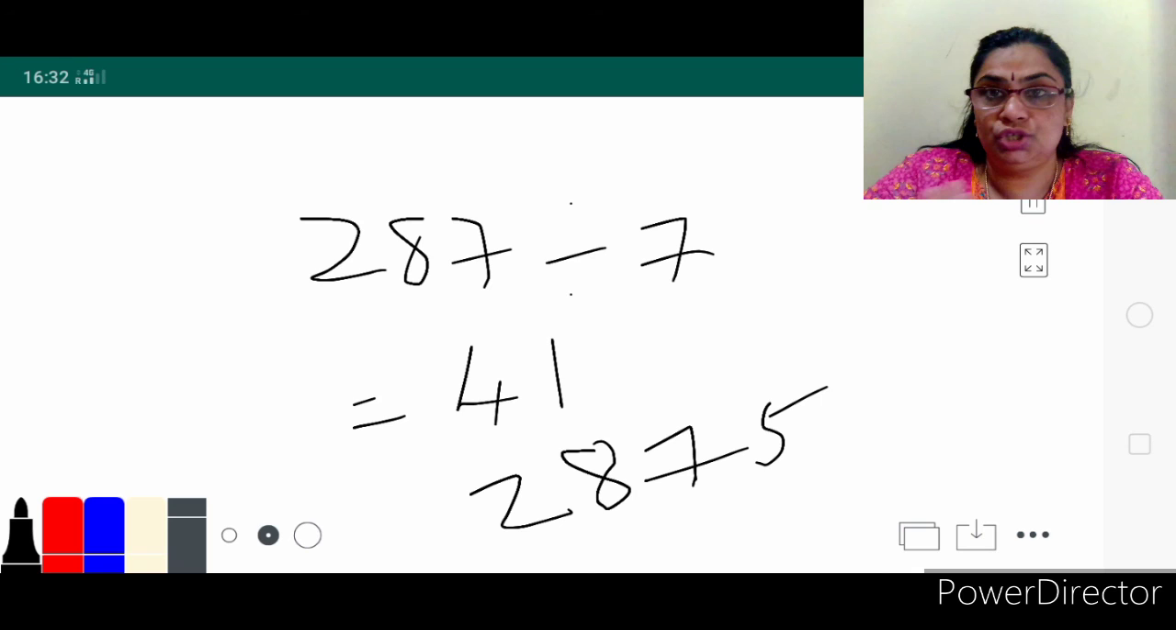Okay, now a worksheet is given according to the class I have taught right now, on divisibility tests. Try to do these questions, okay, and whatever doubt you have, you can ask me in the WhatsApp group.